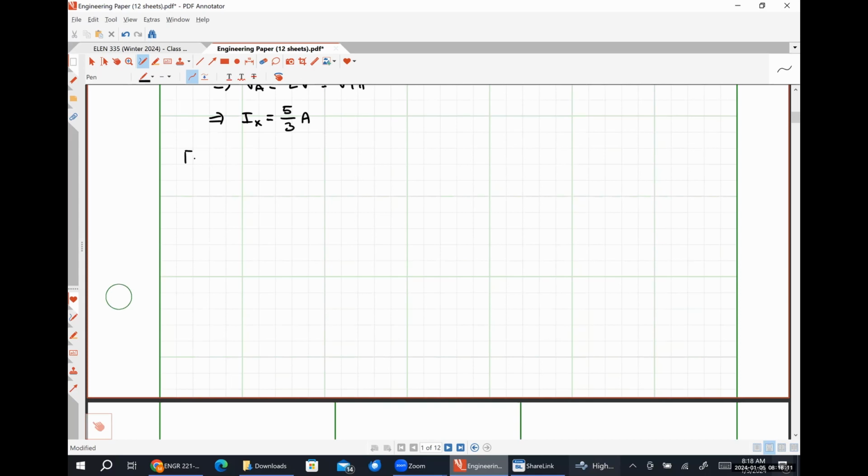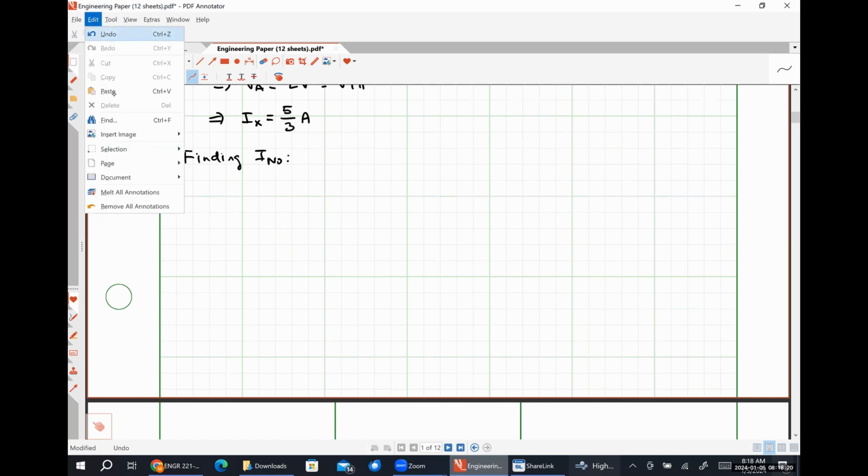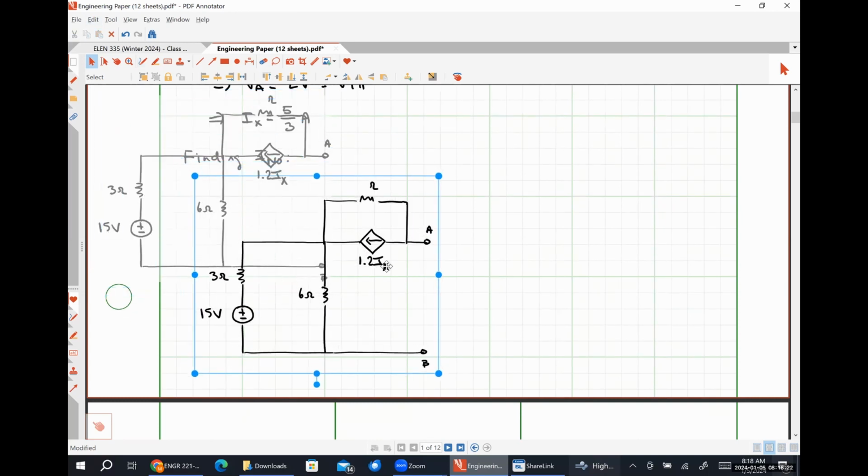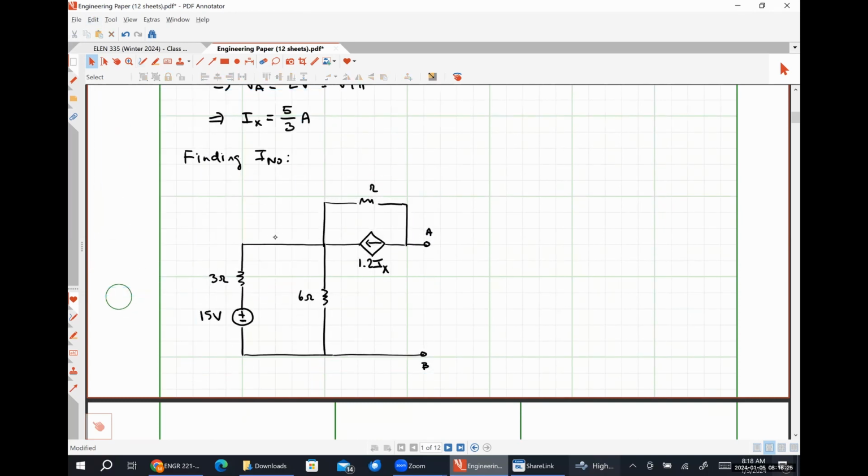So now we are going to find I Norton. Our Norton current is found by shorting out our terminals and then finding the current that flows through the short. And I said earlier in the problem statement that our reference direction for our Norton current was down, which is why I've drawn it as down. So how might we go about solving for our Norton current here?